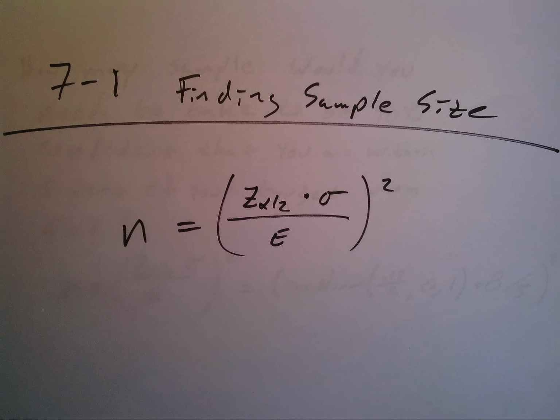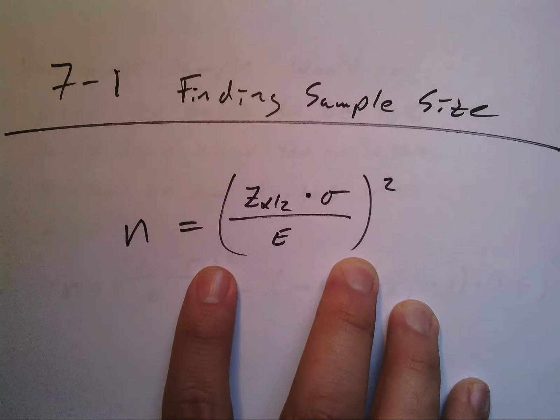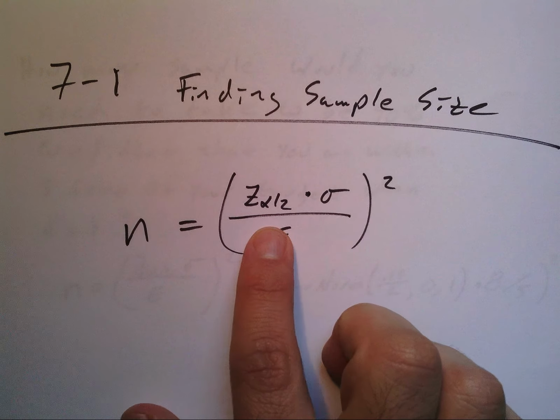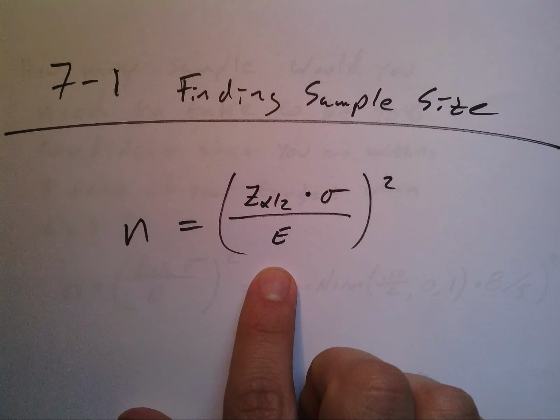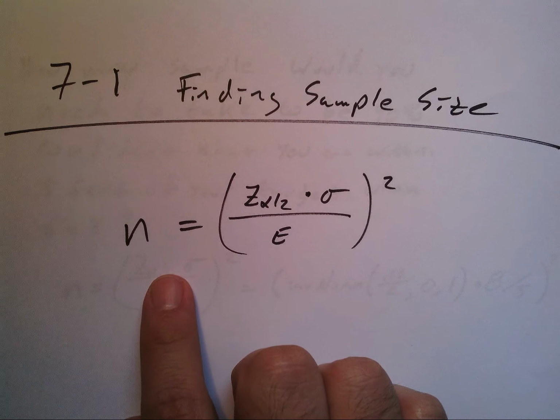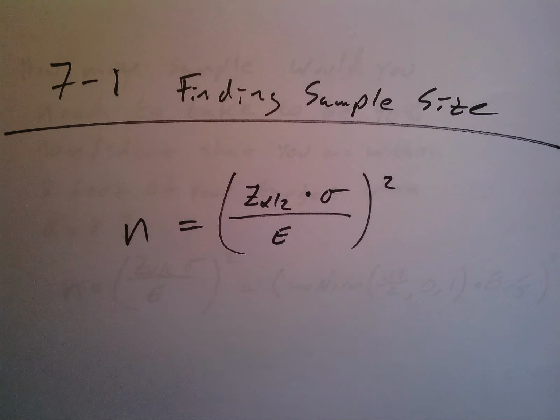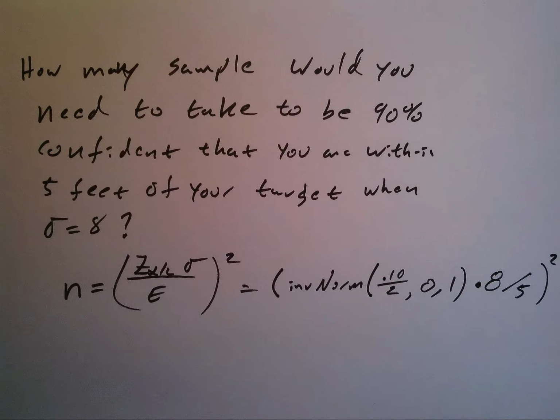Through a little bit of algebra manipulation, we get the formula. n is equal to the square of z alpha over 2 times sigma, divided by the error that you're allowing yourself. This is going to give us the n value, the number of samples we need to take in order to have these findings be accurate.